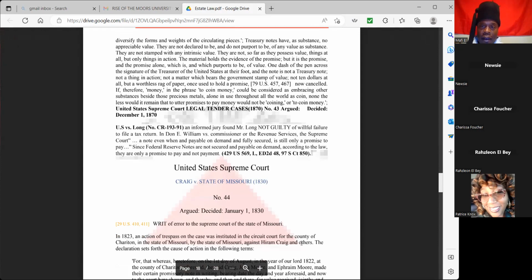Treasury notes have as substance no appreciable value. They are not declared to be and do not purport to be of any value as substance. They are not stamped with any intrinsic value. They are not, so far as they possess value, things at all, but only things in action. The material holds the evidence of the promise, but it is the promise and the promise alone which is and which purports to be of value.